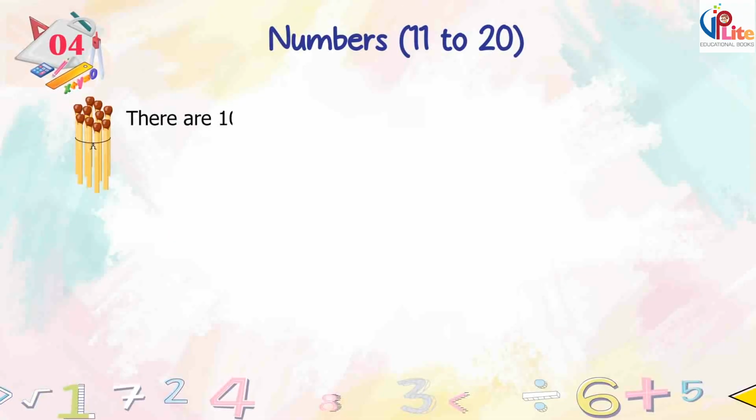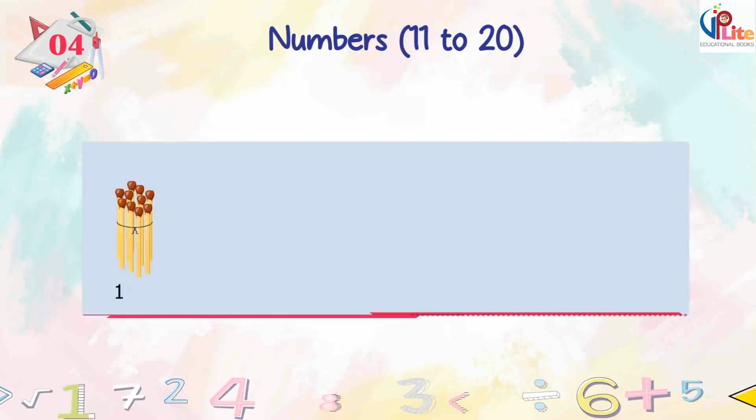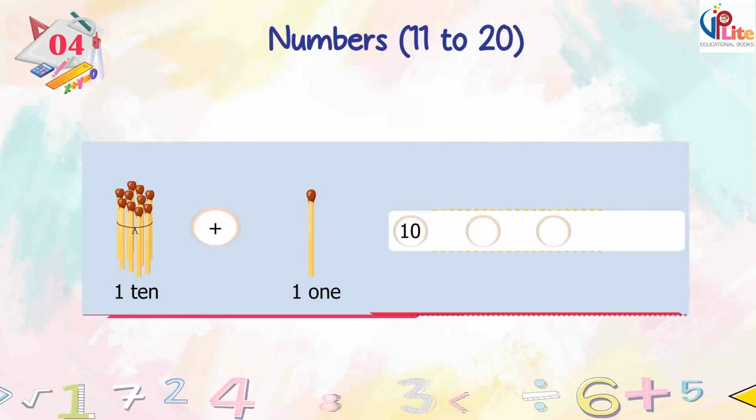Chapter 4. Numbers 11 to 20. There are 10 matchsticks in the bundle. It makes 1 ten. There is one matchstick. It means 1 one. Thus, 10 ones make 1 ten. 1 ten plus 1 one. 10 plus 1 is equal to 11.